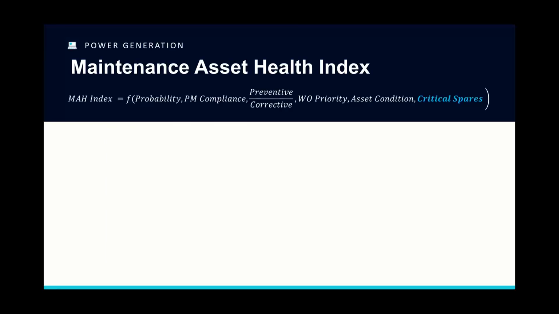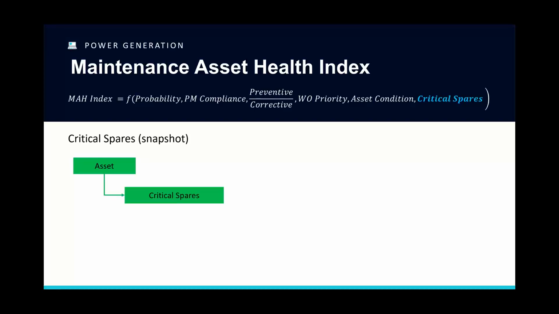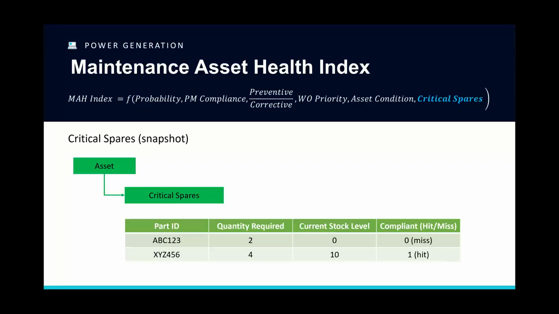Now, the last element on the formula has to do with critical spares. This one is a little bit simpler. Whenever we calculate these things, some of them, like the asset condition and the critical spares, are really a snapshot. It's a reflection of what's in the system at that particular moment in time. So for an asset, I can define the critical spares that I need, and then define how many I need.